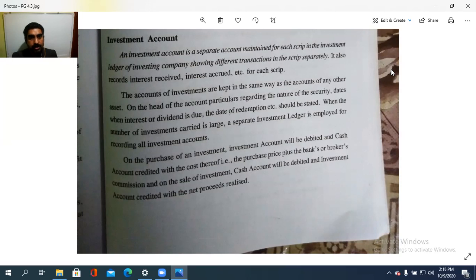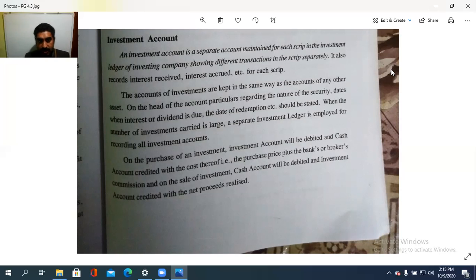ഓക്കെ. On the head of the account, particulars regarding the nature of the security, the dates when interest or dividend is due, the date of redemption, etc. should be stated. So in the account, firstly, particulars regarding the nature of the security, which type, whether it is share or debenture or bond. Then the dates when the interest or dividend is due, on which day the interest or dividend is to be paid, and also the date of redemption, when it is repayable. All those should be stated. When the number of investments carried is large, a separate investment ledger is employed for recording all the investment accounts.